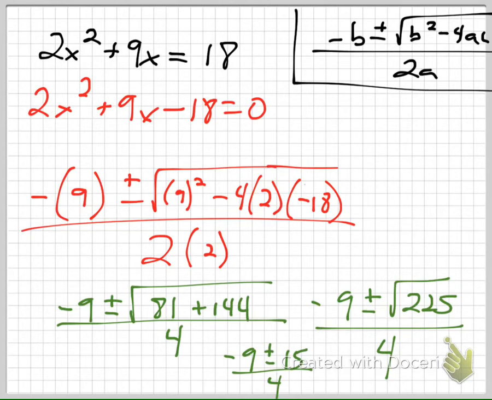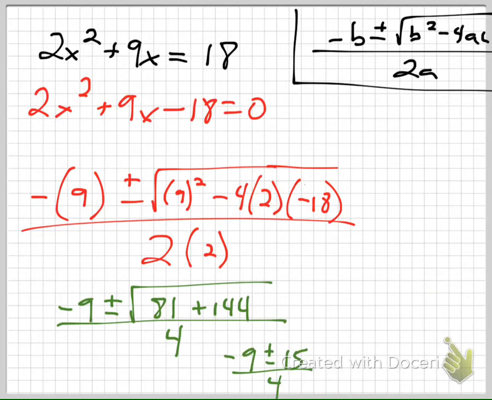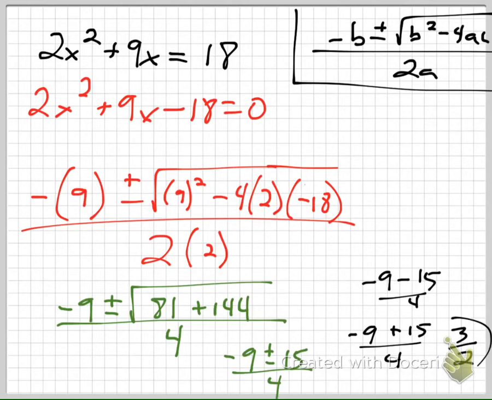Here they are. So we have minus 9 plus 15 over 4 and minus 9 minus 15 over 4. Minus 9 plus 15 is 6. 6 over 4 is 3 halves. I would leave it. Negative 9 minus 15 is negative 24. What is negative 24 over 4?